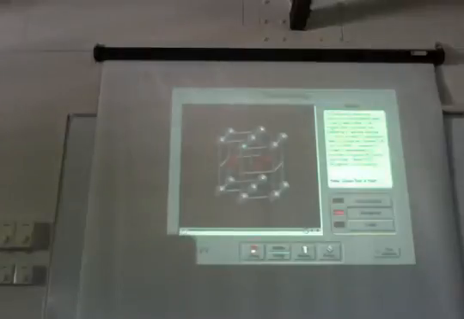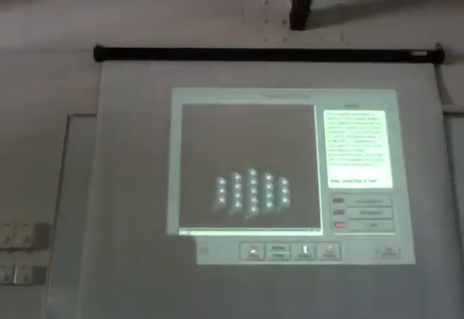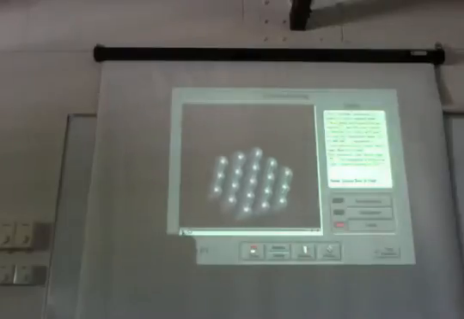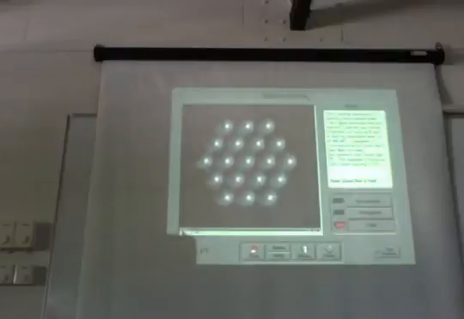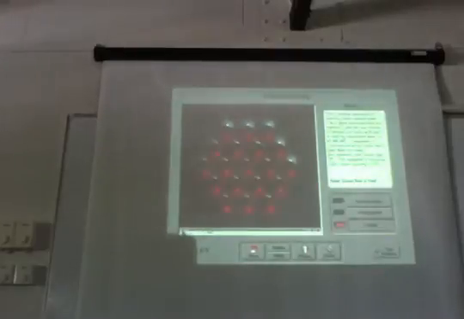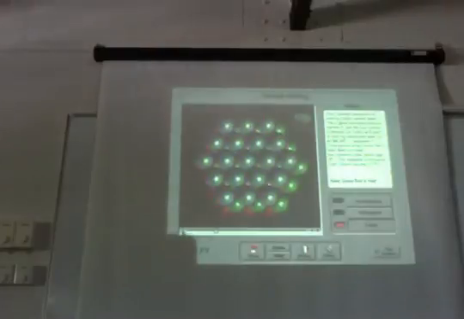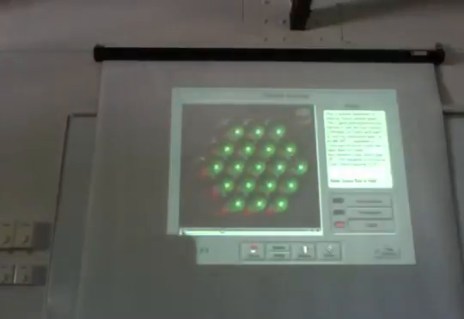Now we are going into the cubic system. We are starting again with the hexagonal system, and therefore we are now producing layers of A, B, C, A, B, C.